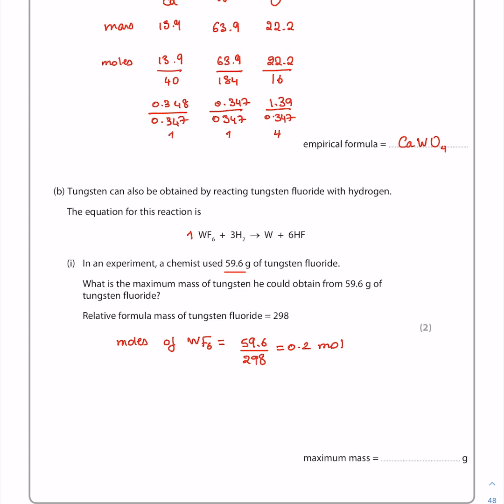Then we look at the ratio between tungsten fluoride and tungsten. It's a 1 to 1 ratio, so the moles of tungsten is equal to the moles of tungsten fluoride, 0.2 moles. Finally we can get the mass of tungsten by multiplying the moles times the atomic mass of tungsten, 184. 0.2 times 184 gives 36.8 grams. So the answer here is 36.8 grams.